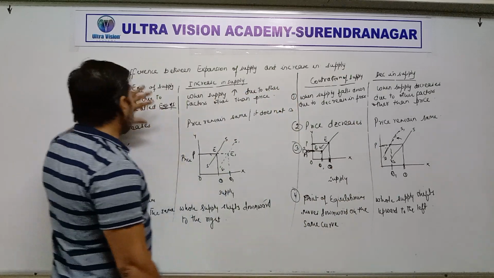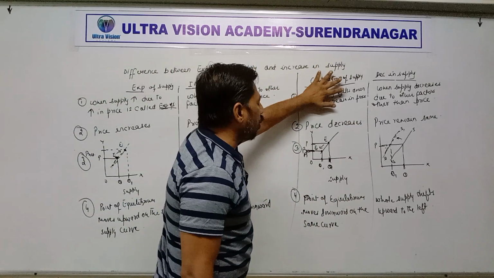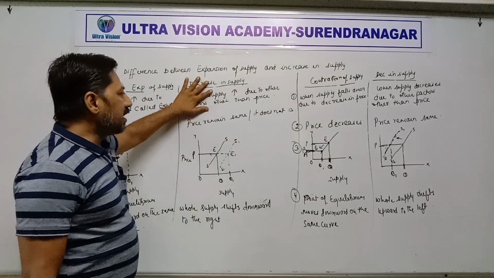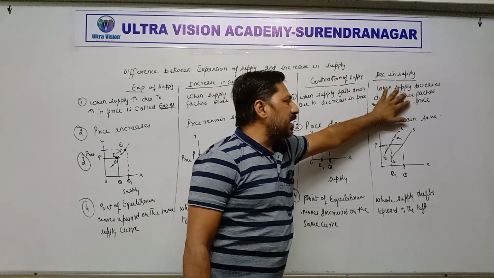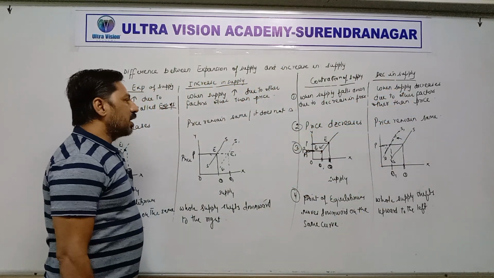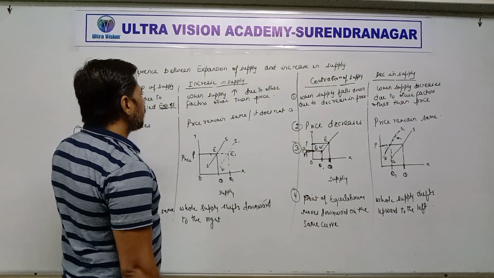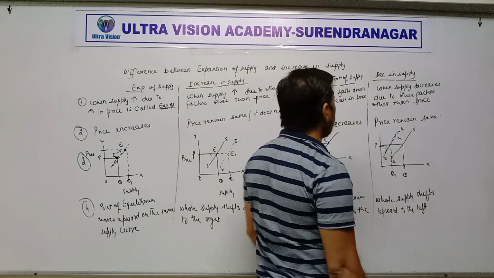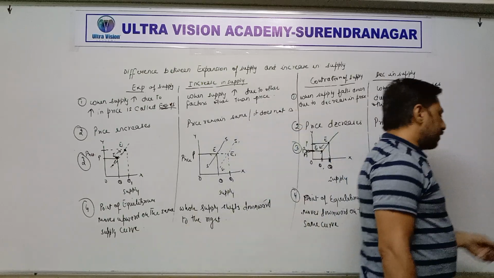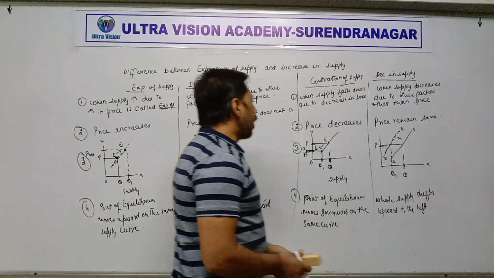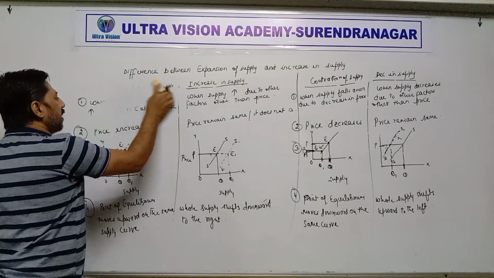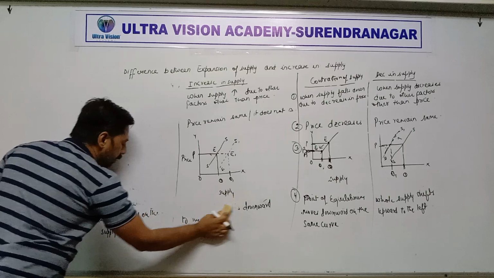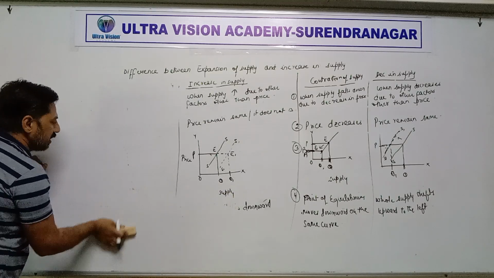That's why expansion and contraction is called movement along a supply curve, whereas increase in supply and decrease in supply is called shift in supply curve. Now the last topic is how equilibrium price is determined. Last topic of this chapter, how equilibrium price is determined in case of supply.